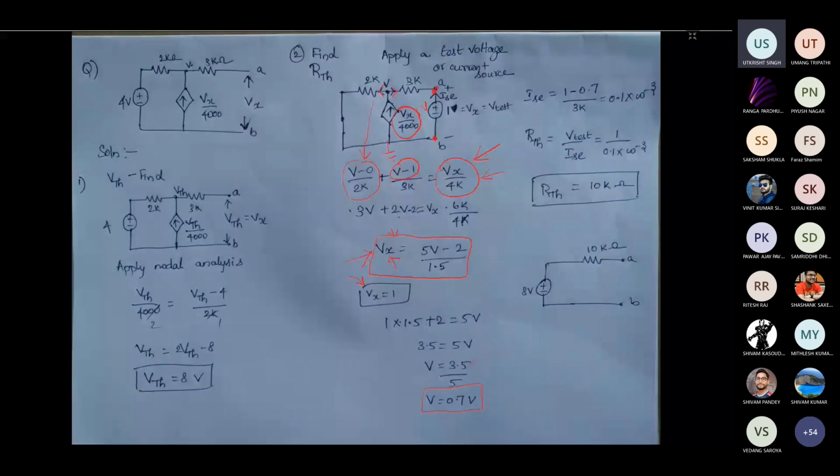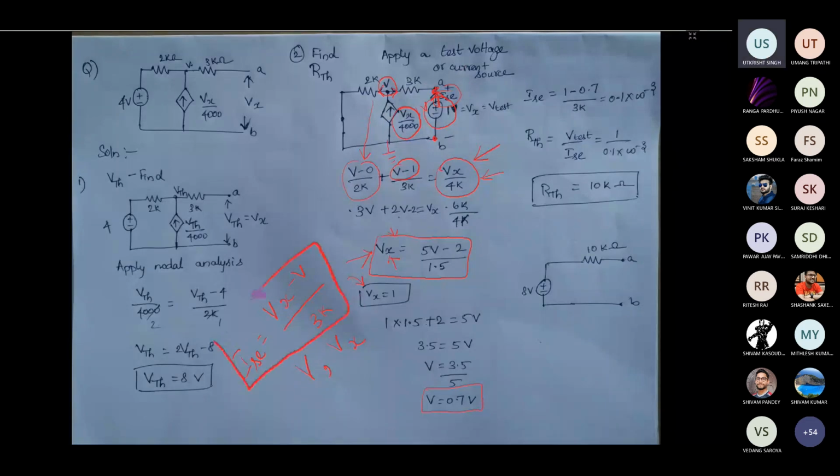So now we have found V, and we already know Vx. So the current passing through this 3 kilo ohm resistor is nothing but ISC equal to Vx minus V divided by 3K. Why? Because I have considered ISC as the current coming out of the source. So I have written it like this. The current coming out of the source can be written as the voltage of this source minus the voltage of this node, divided by this 3K, which gives the current coming out of the voltage source. So I have obtained it here.